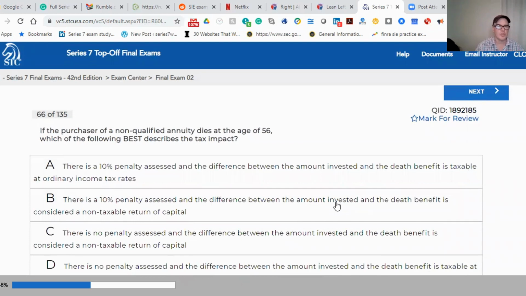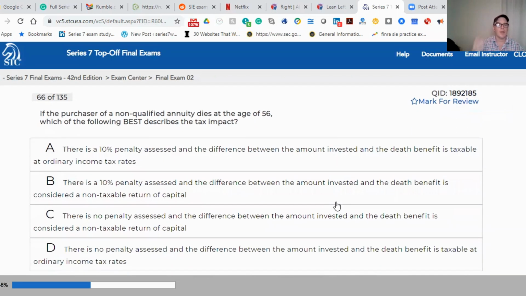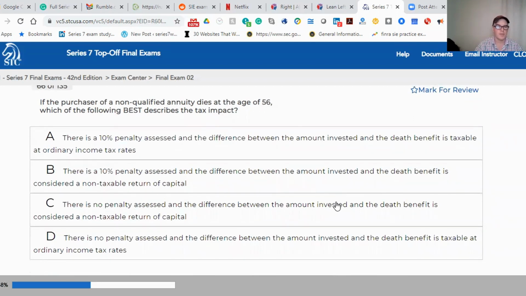If the purchaser, and watch, this is going to be the one I get wrong. If the purchaser of a non-qualified annuity dies at 56, which best describes the tax impact? Okay. First of all, you're not charging a penalty on a guy who dies. So A and B have to be out. There is no penalty assessed, and the difference between the amount invested and the death benefit is considered non-taxable. Come back to that. There is no penalty assessed, and the difference between the amount invested and the death benefit is taxable.